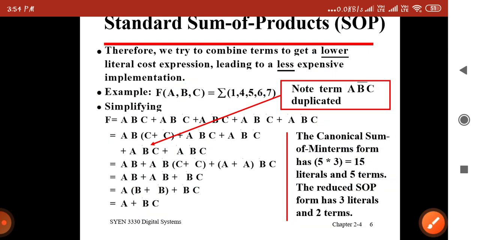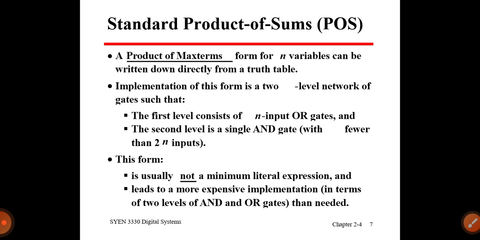Yes, we have to do it like that in the sum of products. In the product of sums, what happens is that in the product of the max terms, the output is 0.